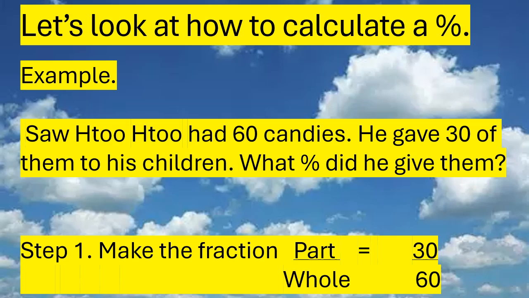Okay, let's look at how to calculate a percent. So here's an example. Tutu had 60 candies. He gave 30 of them to his children. What percentage did he give them? So to make a percentage, the first step, make the fraction. You put the part on the top and you put the whole on the bottom. So he had 60 candies, that's the whole, so that goes on the bottom. He gave 30 of them to his children, so that's the part, and that goes on the top. So our fraction is 30 over 60.